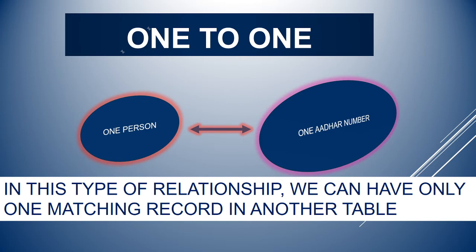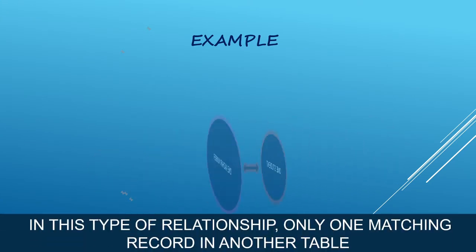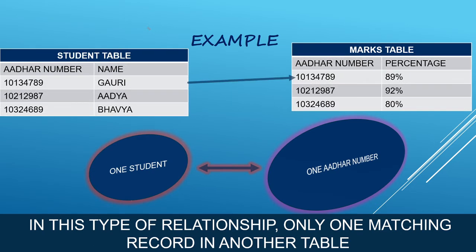So on the basis of that, when we have two tables, for example, a student table and a marks table, the Aadhaar number in the students table is linked with the Aadhaar number of the marks table. So one student, for example, Gauri, has one Aadhaar number, so she is related to the other table, the marks table, on the basis of the Aadhaar number. So the percentage of this student Gauri can be easily checked using this Aadhaar number, which is the primary key, and it is a one-to-one relationship.